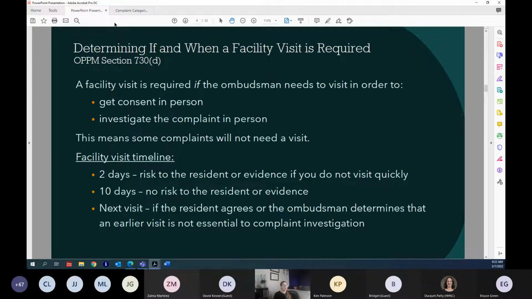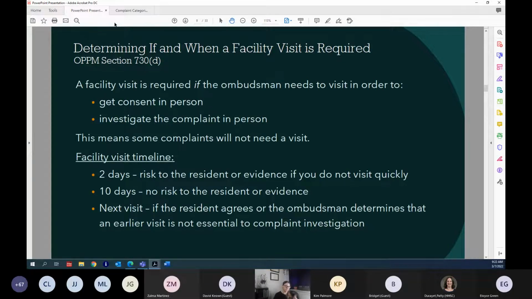Okay, so we have determined that we have received a complaint. We've responded to it within 2 business days. The next step is to think about whether or not a facility visit is required in order to investigate a complaint.